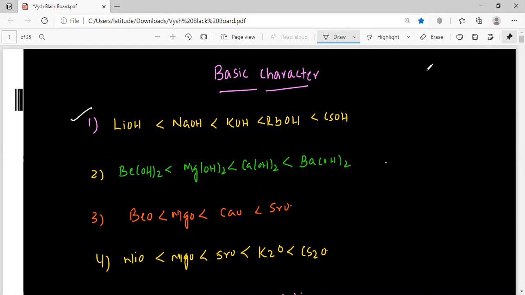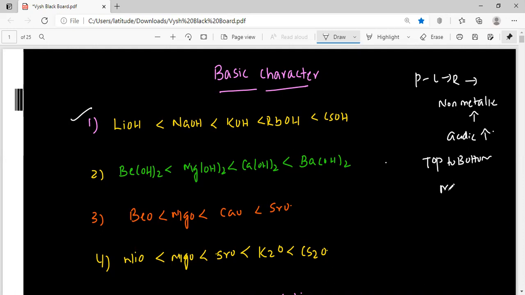Basic character means whenever we are talking in the periods from left to right, non-metallic character increases, so that acidic character increases. Whenever from top to bottom in groups, metallic nature increases, so that basic nature increases here.